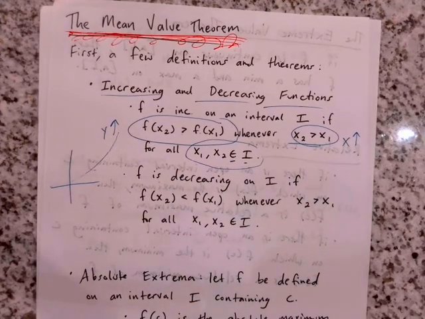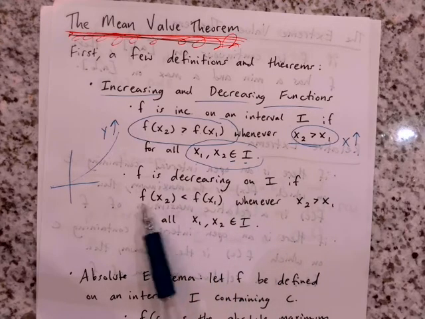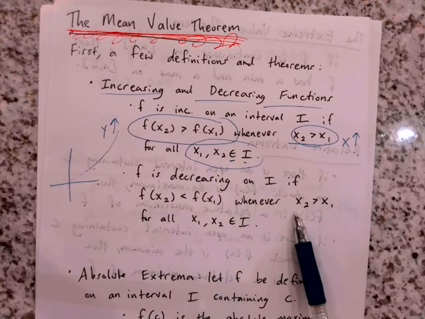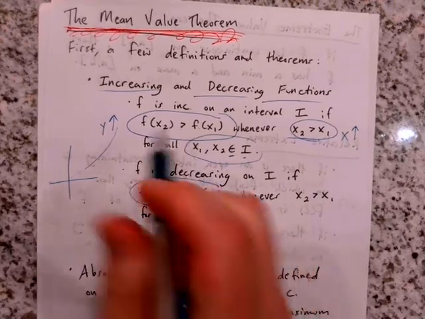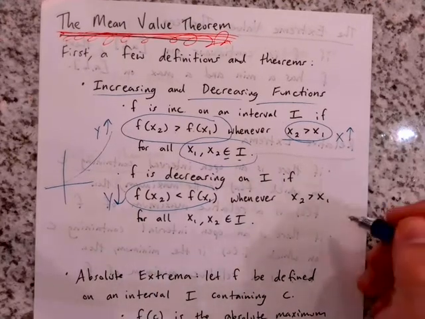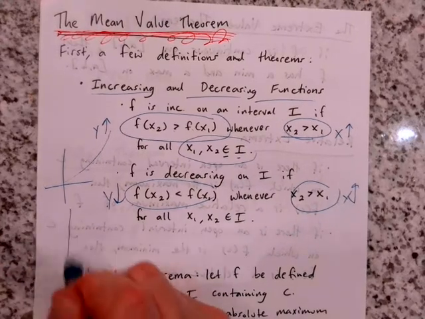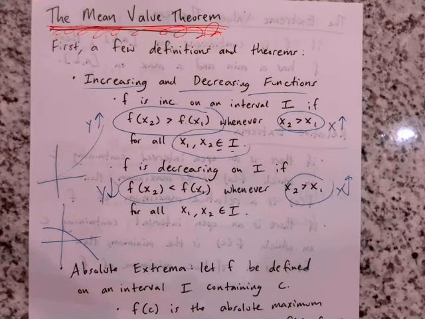F is decreasing if the opposite is true. F is decreasing on some interval I if f of x sub 2 is less than f of x sub 1, whenever x2 is greater than x1, for all x values in the interval. This means that your y values are going down because f of x sub 2 is less than f of x sub 1 whenever your x values are going up. So x gets bigger, y gets smaller, so that means your graph is going this way. So increasing and decreasing functions, pretty straightforward, common sense definitions, no need for calculus.